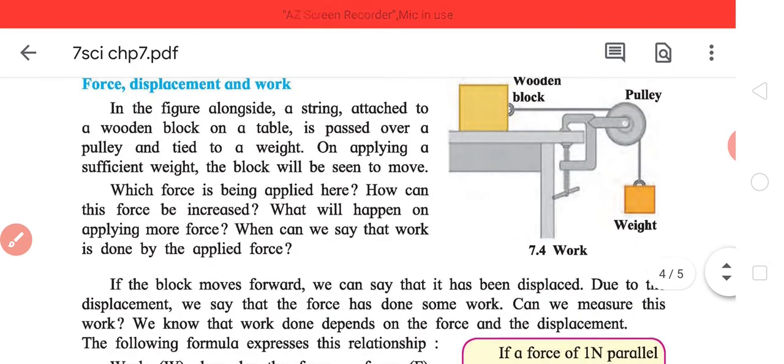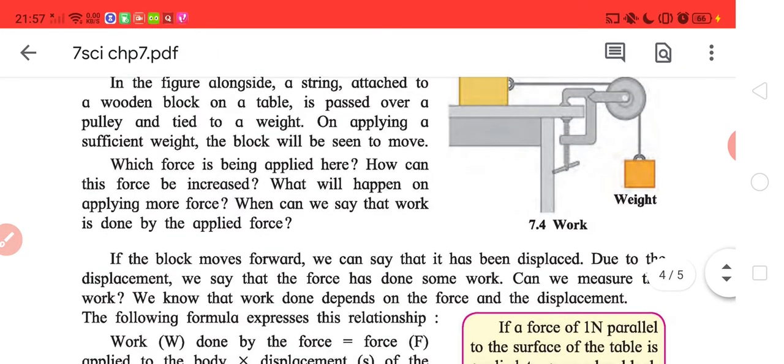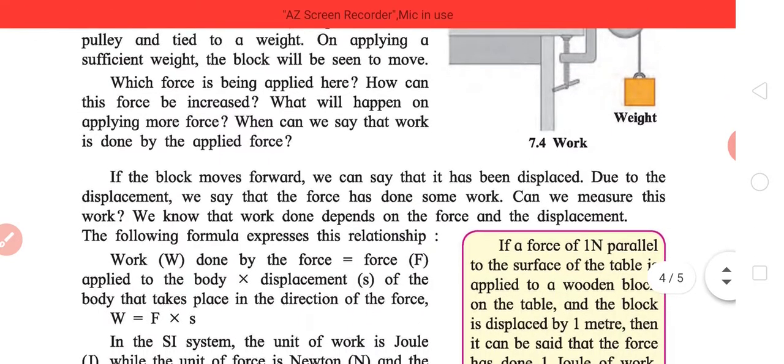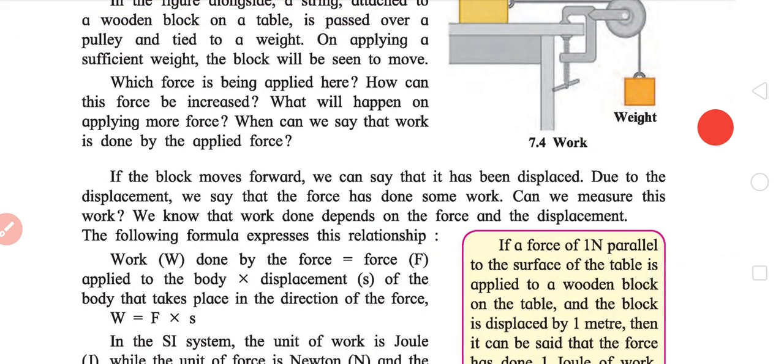Now, if the block moves forwards, we can say it has been displaced, exactly, because there are two different positions. Due to this displacement, we say that the force has done some work. Naturally, because if I'm pulling it, there has been some acceleration. Acceleration produces change in velocity. Velocity produces change in displacement. Can we measure this work?